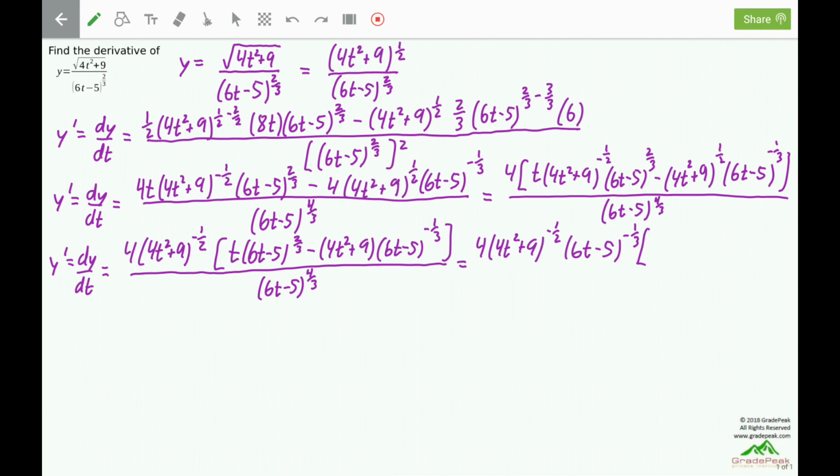And this other one, you're completely removing it and subtracting a negative 1/3 from a negative 1/3. Adding 1/3 to it goes to 0, and that whole thing will be removed. So that'll get removed, and that'll become a 1. There's what we should have left over. So it looks like we have a t times a 6t minus 5, and then minus a 4t squared plus 9. All of this is over a 6t minus 5 to the 4/3.